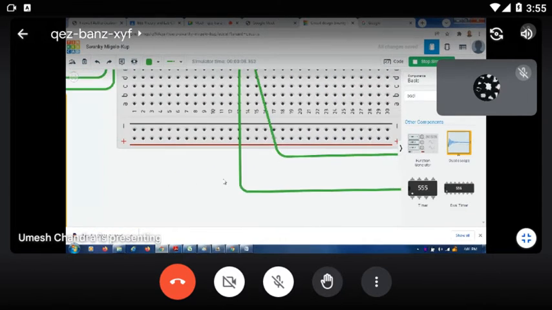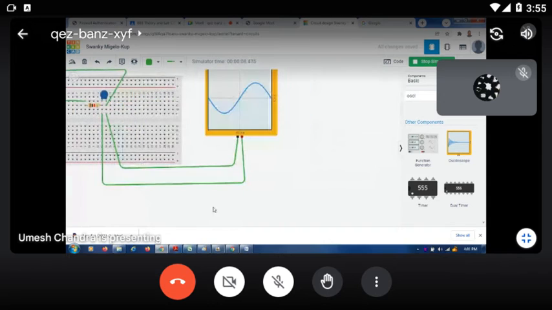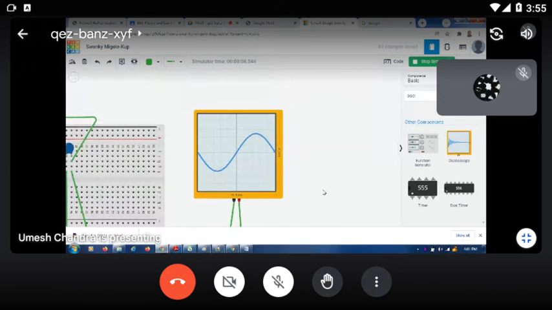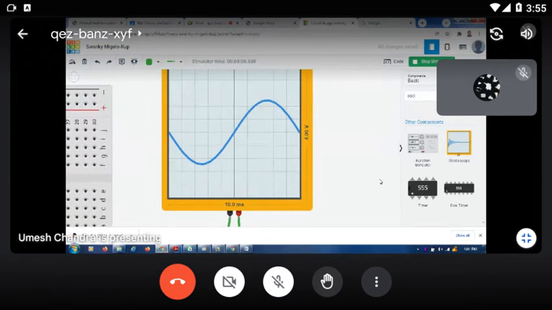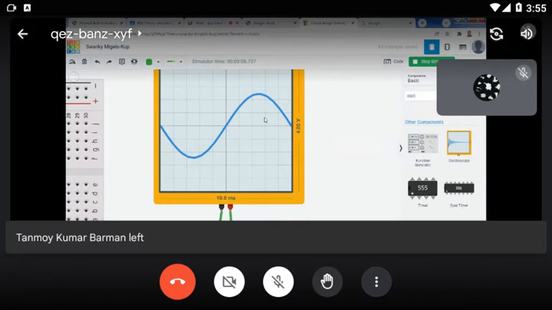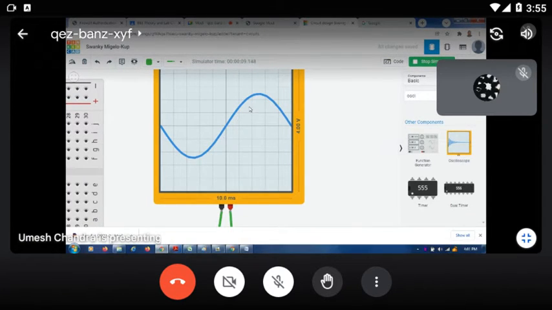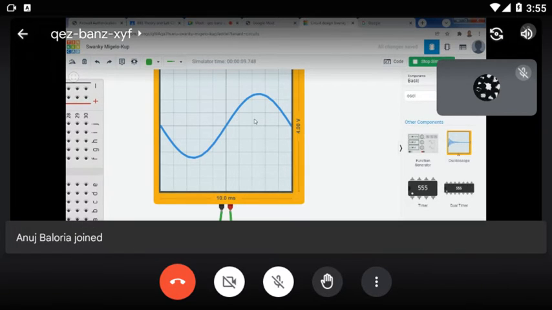And in the output side now you calculate here. 4 volt. Each block is 0.4 volt. It covers 1, 2, 3, 4, 5 blocks. 5 blocks means 5 into 0.4. That is 2.